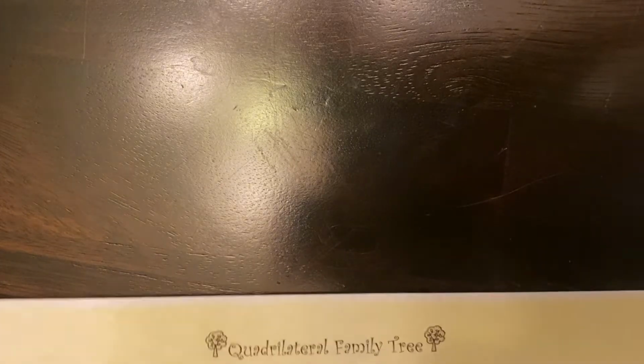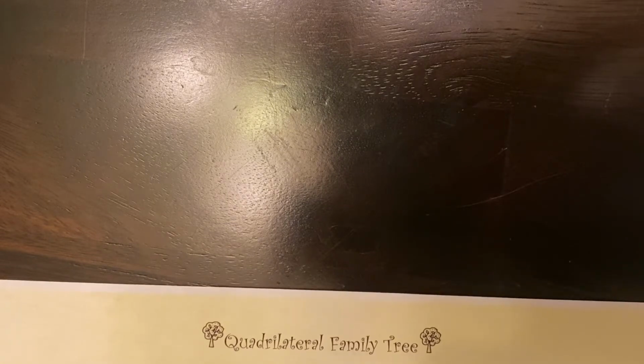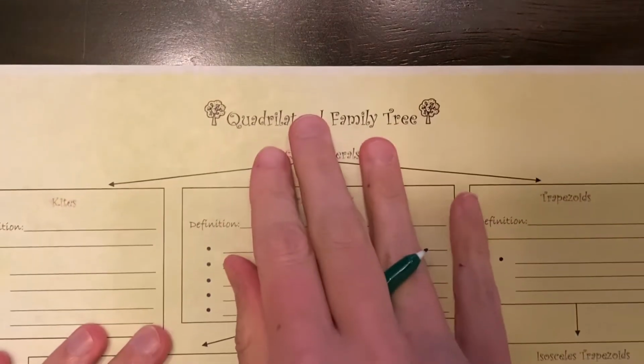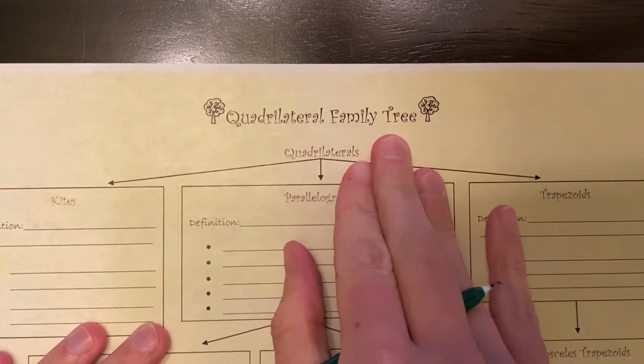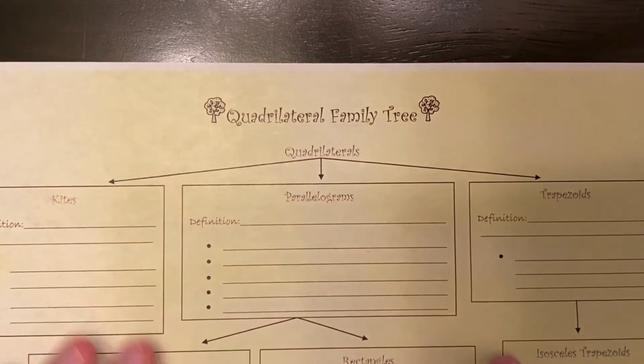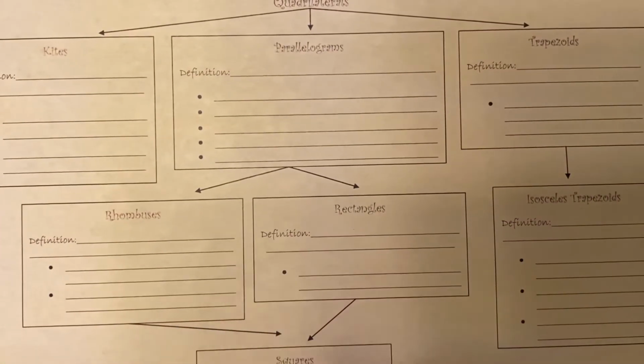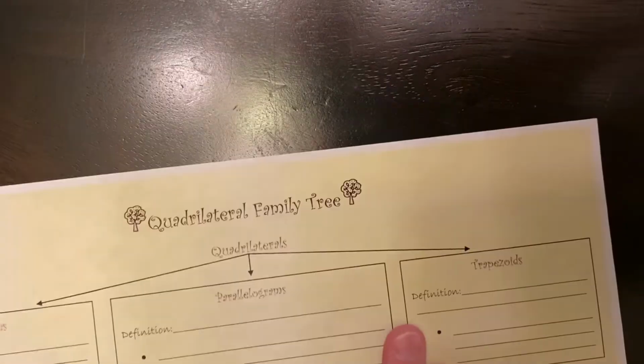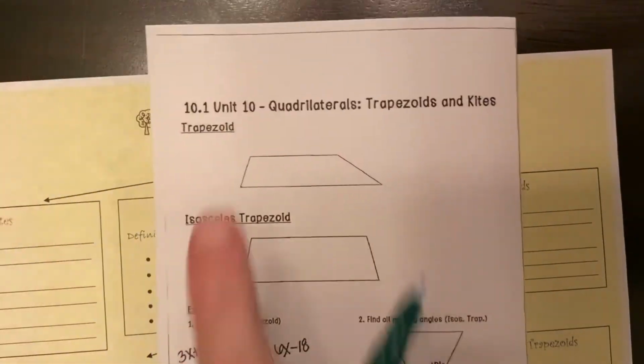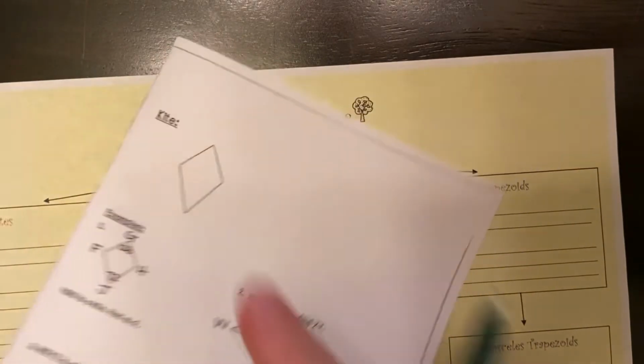Geometry, we are starting a new unit today. When you went to print off your papers, you should have printed off two. The first one is a quadrilateral family tree. We will be using this the whole unit and we will be filling in the blocks as we go. And the other one we are doing today is 10.1 trapezoids, and on the other side it's kites.